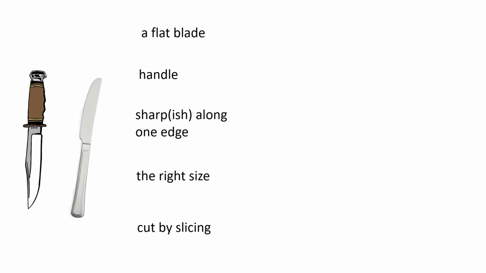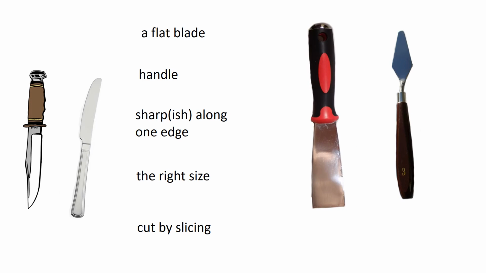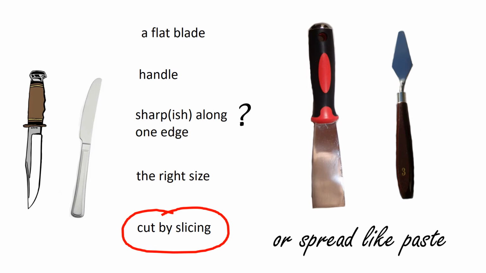How well does it fit a palette knife and a putty knife? Both have a handle and a flat blade, and both are the right size. I'm not sure about the sharp edge, though, and I'm pretty sure that neither one is used to slice anything. Why do they get counted as knives? Let's think about the table knife. While it can slice some things, another important function it serves is to spread butter, jam, and other paste-like things onto food. While the items on the right don't fit the slicing function of knives, they are used to spread paste-like substances. We'll add that function to our description and see how it holds up as we go.